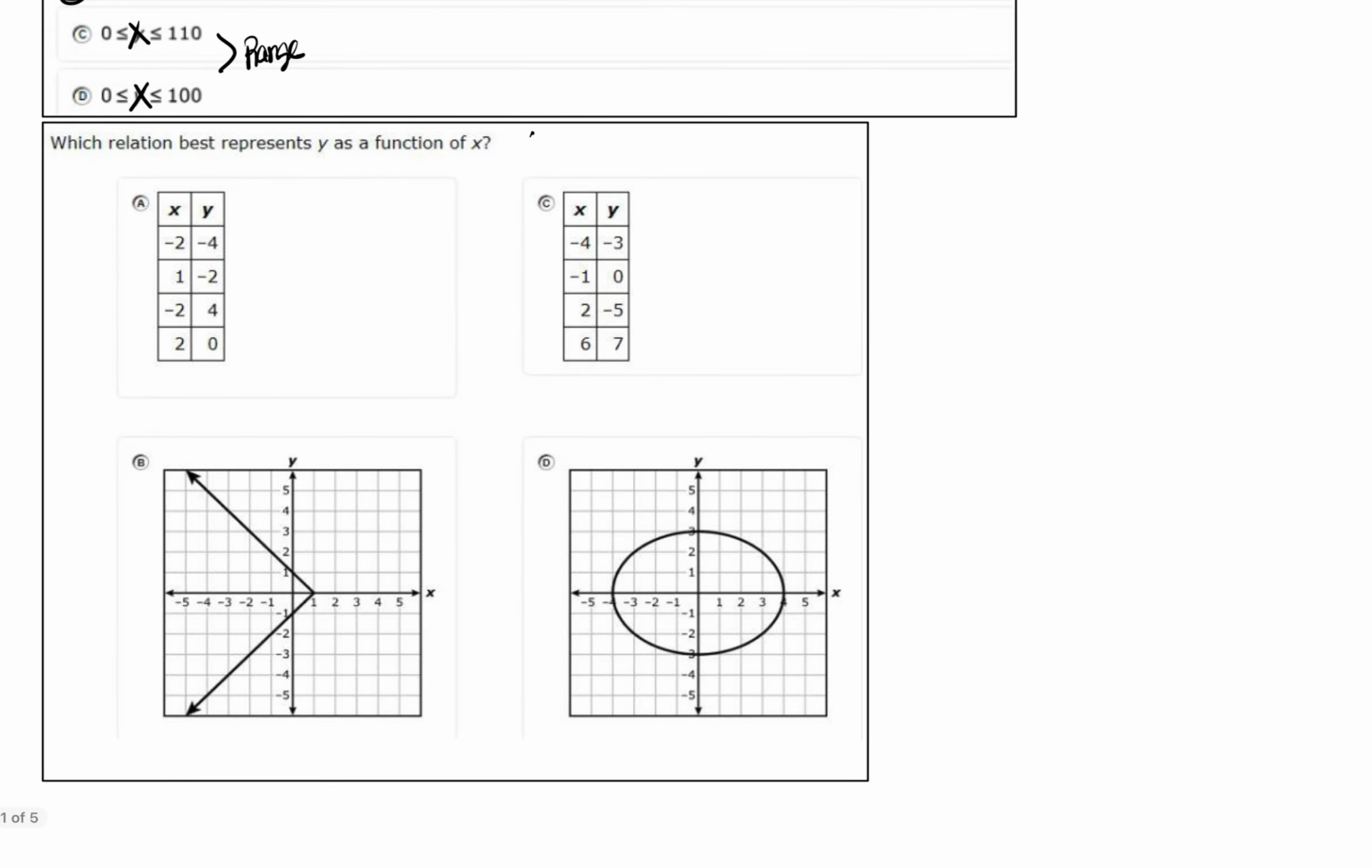Remember, on this one, x's cannot repeat on a table. And then on a graph, it has to pass a vertical line test, right? So here, I'm going to go straight to here. Vertical line test, it fails on both of these because it touches the graph twice. So it touches once here and once here. So that's not a function. It touches one here and touches one here on the same axis. So that's not a function.